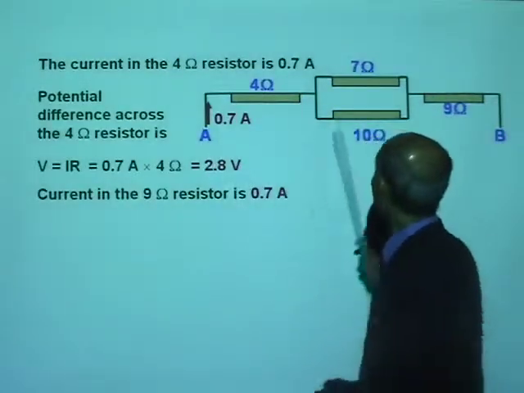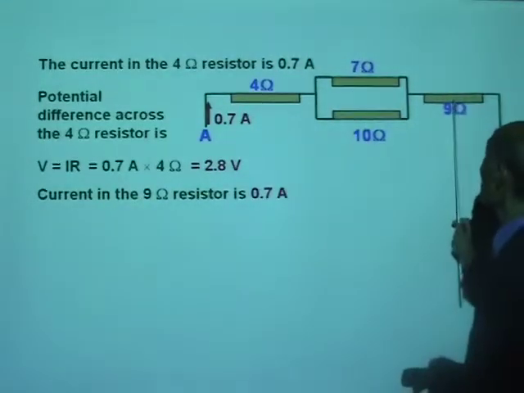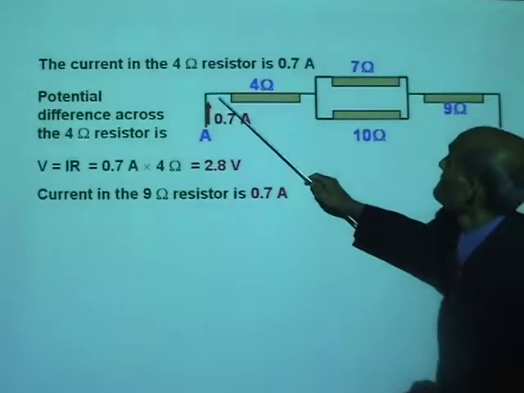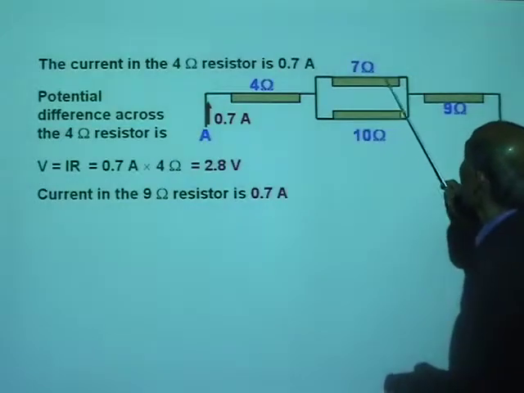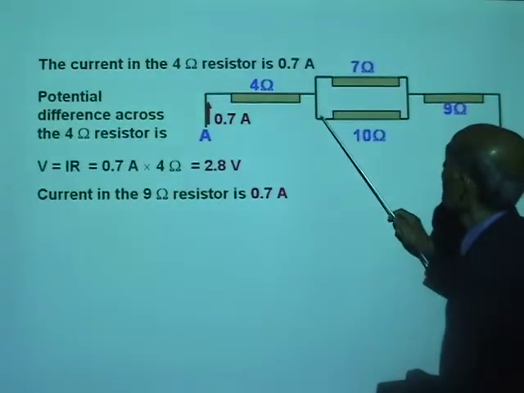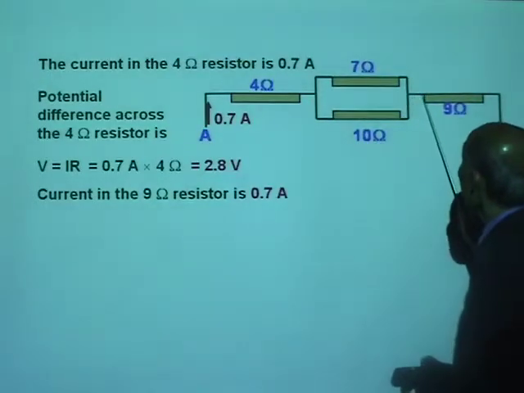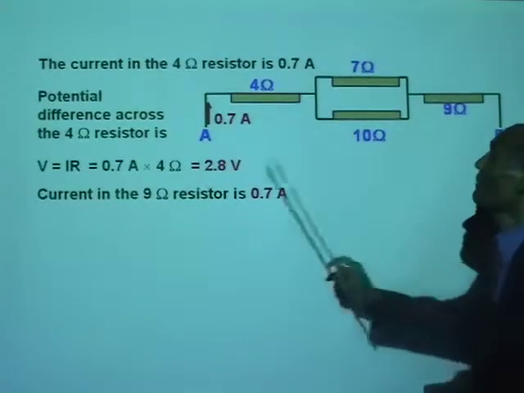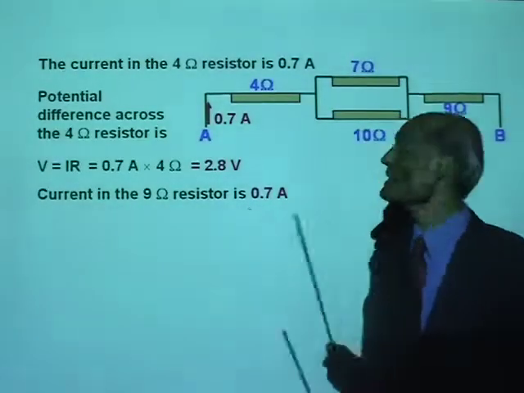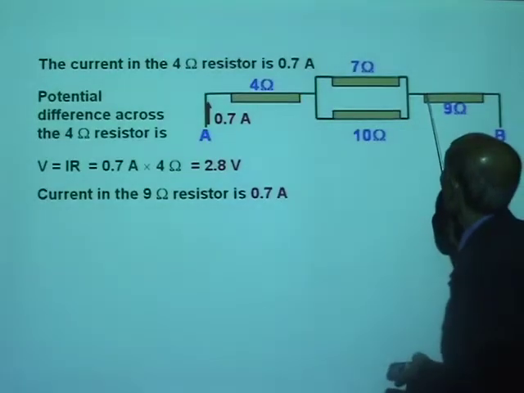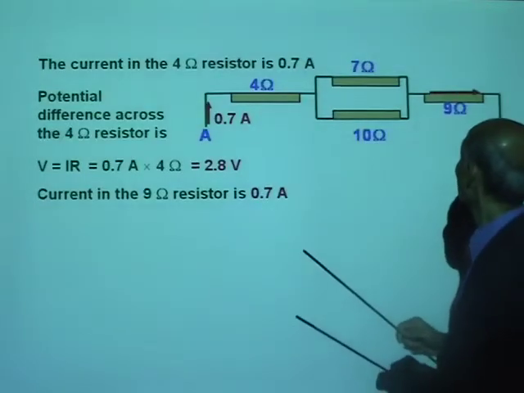Alright. Let's go now to the 9 ohm. What is the current in the 9 ohm resistor? When this 0.7 comes here, it will split into one part going through 7 ohm, the other part going through 10 ohm. They will combine and will become 0.7 ampere in the 9 ohm. So the current in the 9 ohm resistor is 0.7 ampere. So can you find the potential difference across the 9 ohm?